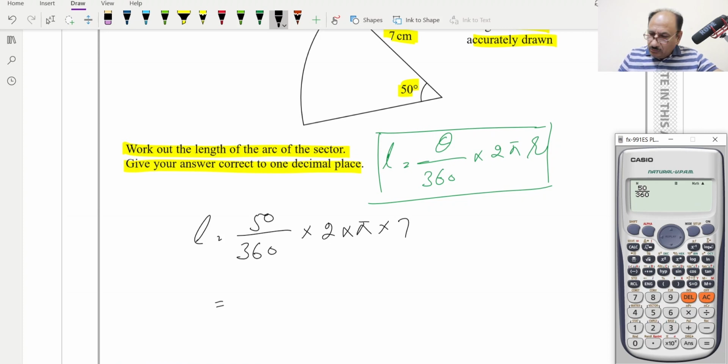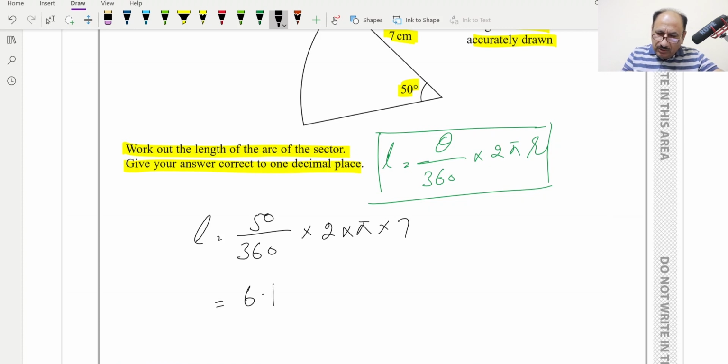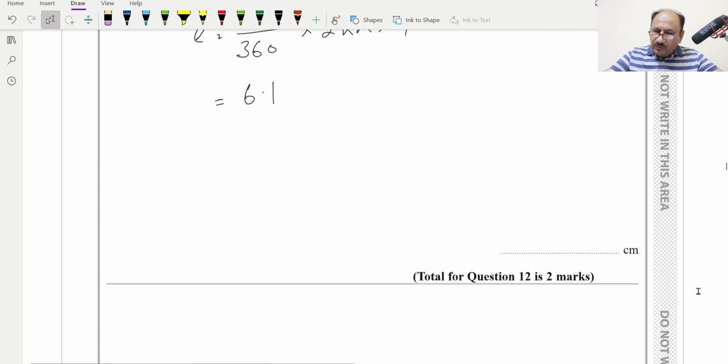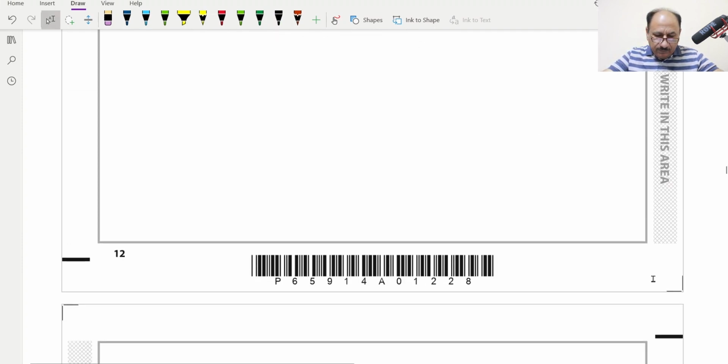50 over 360 into 2 into pi and multiply by 7, and this is equal to 6.10 or 6.1. They are saying up to one decimal place, so we will write 6.1. 6.1 centimeter is already there, so this will be our answer.